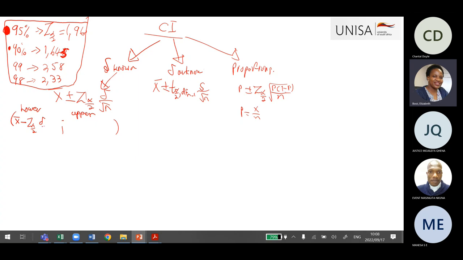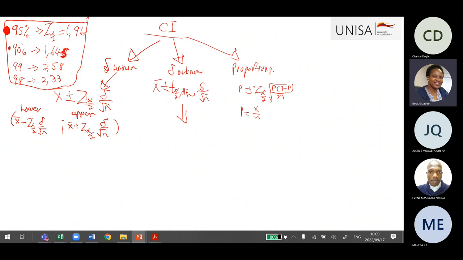So if they ask you to find the lower limit, you just use the minus, the critical value times the standard error. That's all you need to always remember. Just substitute the values and know that you're calculating the lower limit or the upper limit. And always remember the critical value. The only critical value that is not going to be easy to memorize, that you definitely need to go and find, is for T. So for Z, for the proportion, and for when the population standard deviation is known, those two are fairly easy if you can remember that.